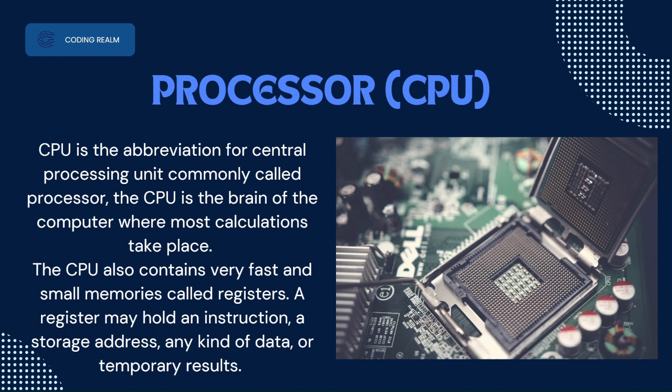The CPU has two components: the arithmetic logical unit, ALU, which performs arithmetic and logic operations, and the control unit, which extracts instructions from memory and executes them, calling on the ALU when necessary. The processor has two components, the arithmetic and logical unit and the control unit.